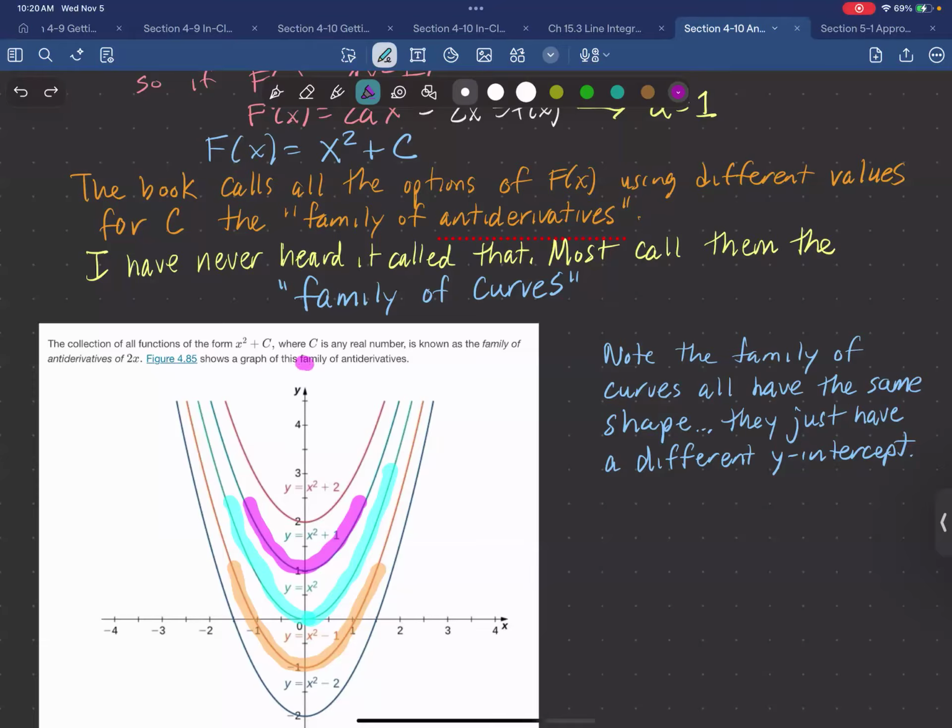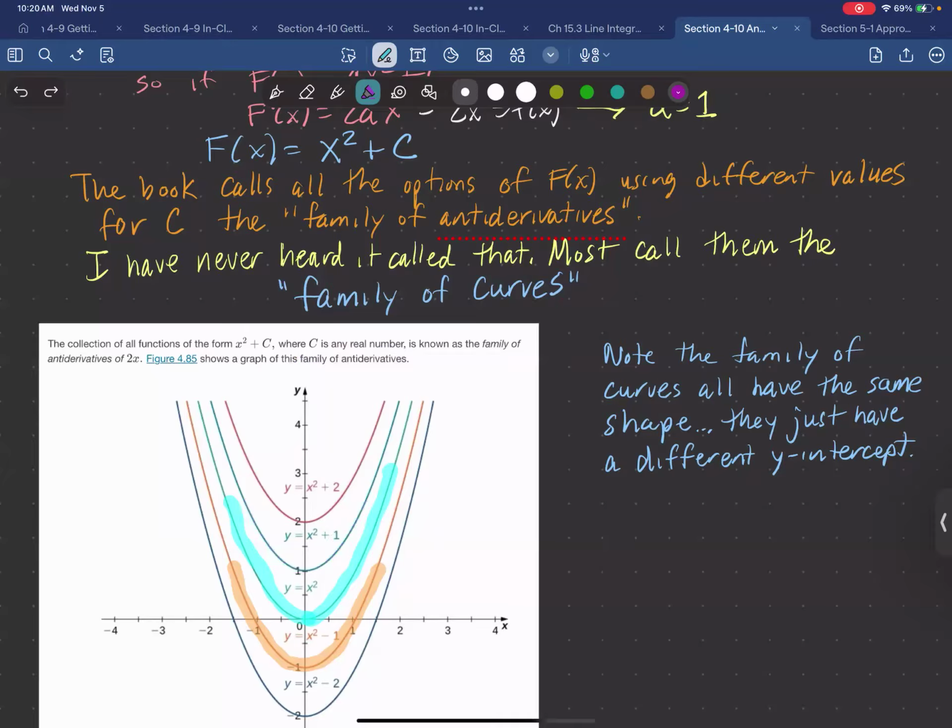Notice they call it family of antiderivatives. A lot of people call it family of curves, okay? And I'm going to call it family of curves. All right. We had a couple more to do.